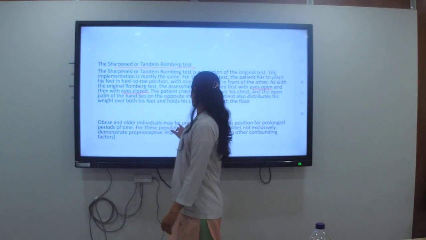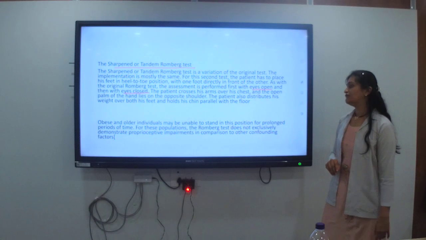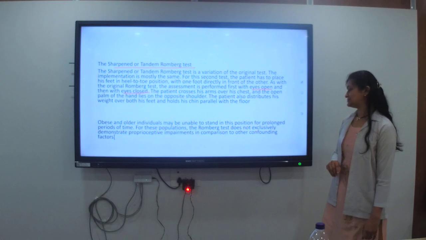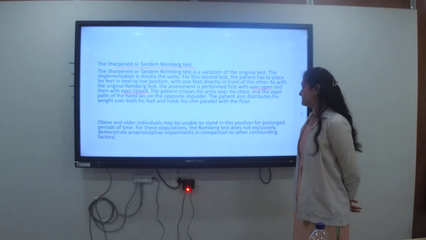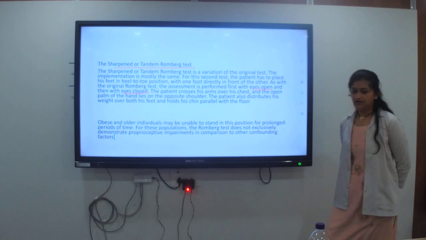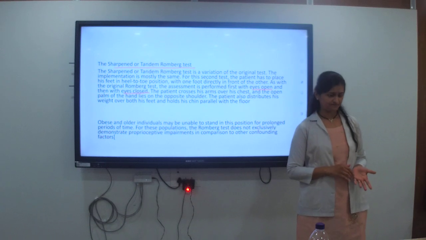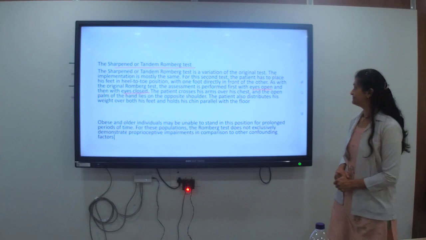Obese and older individuals may be unable to stand in this position for a prolonged period of time. For these populations, the Romberg test does not exclusively demonstrate proprioceptive impairments in comparison to the other confounding factors. If many of the patients are obese, okay, so what happens? This test becomes difficult for them.